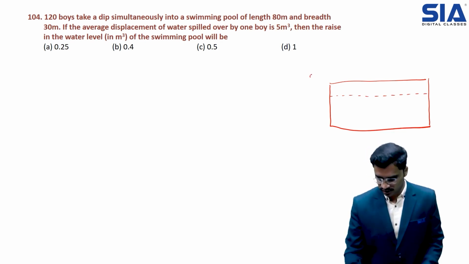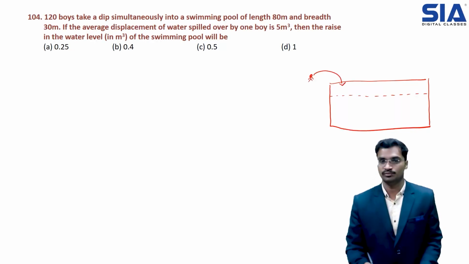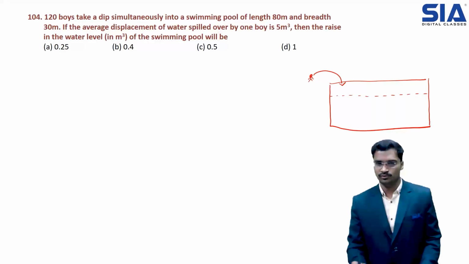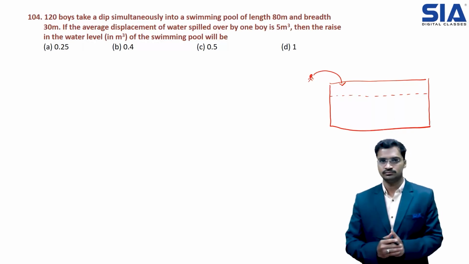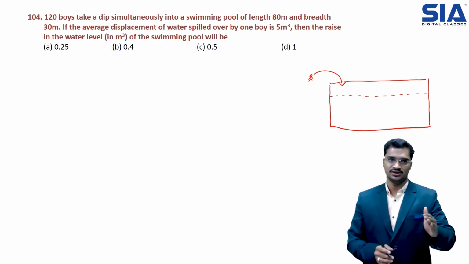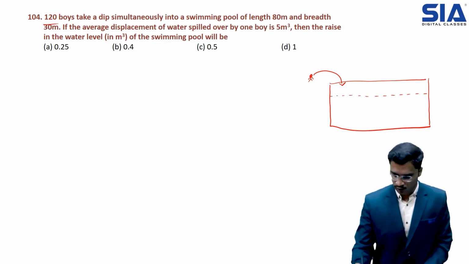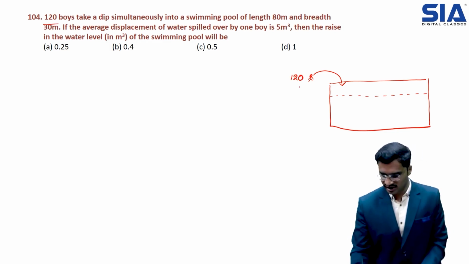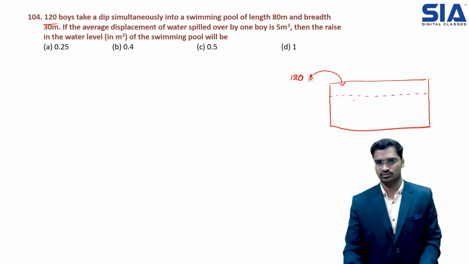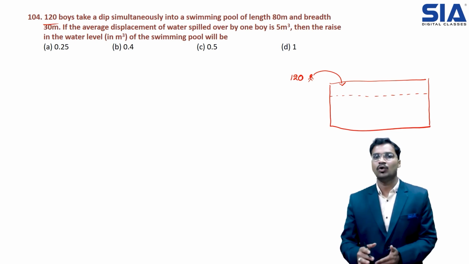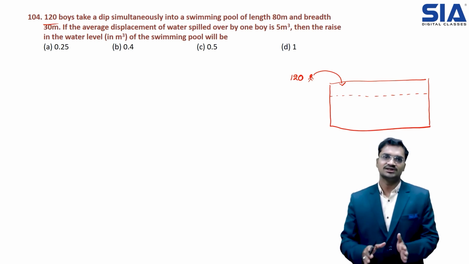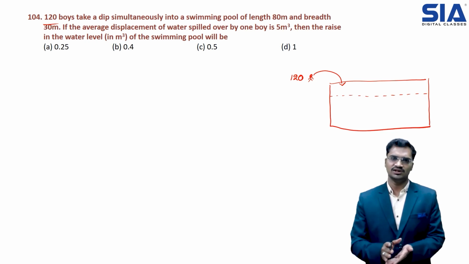If for suppose a person jumps into the swimming pool, does the water level increase or does the water level decrease? If a person is jumping into the swimming pool, then the water level will increase. So in this question he said that 120 boys are jumping into a swimming pool. So if 120 boys are going into the swimming pool, then the water level will certainly increase.